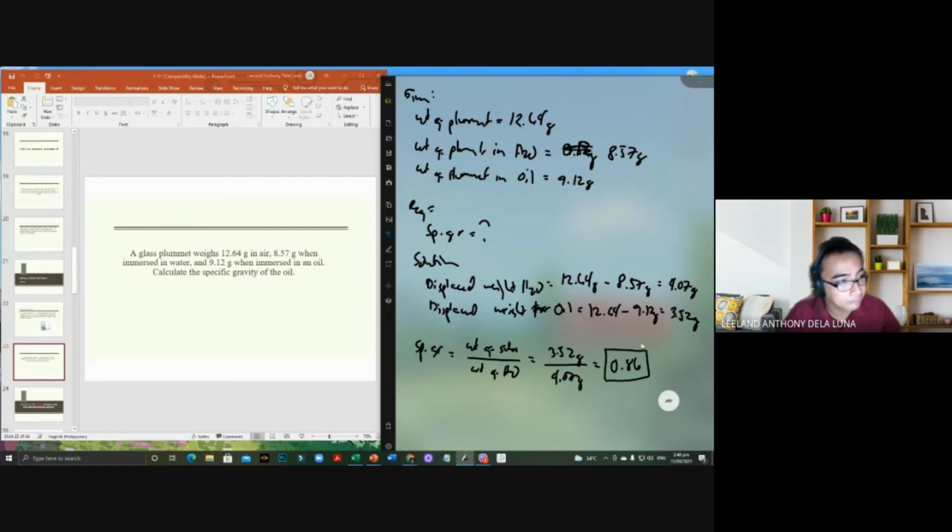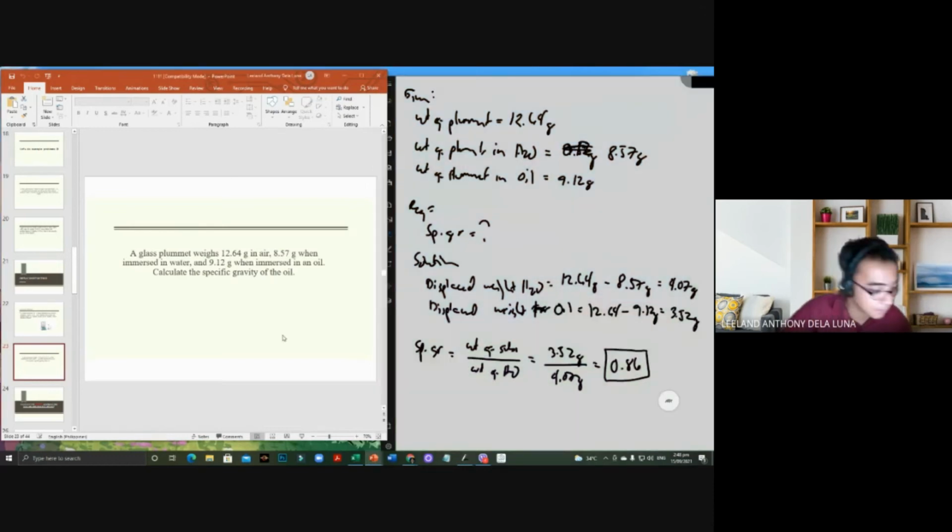Okay? Now, yung specific gravity naman ng mga solids, kailangan natin dyan would be yung density of that solid divided by density of water. Okay.